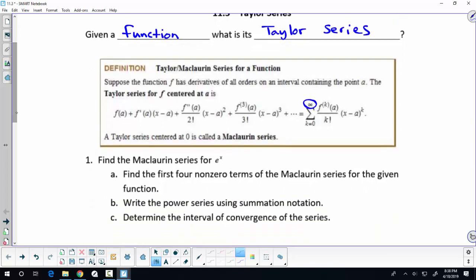Find the Maclaurin series for e to the x. What is the Maclaurin series? Yeah, Taylor series centered at 0.